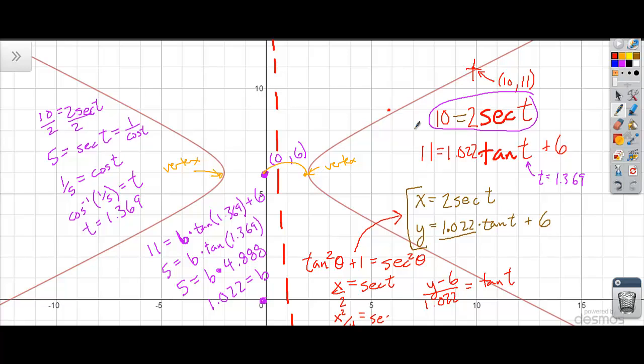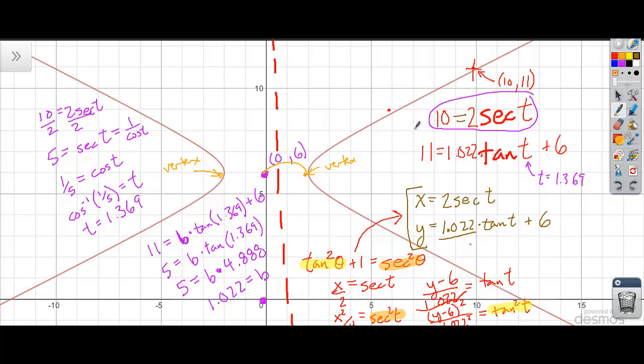x squared over 4 equals secant squared. And then the binomial squared, y minus 6 over whatever this is, we probably want to figure out what that is, equals tangent squared. So now, since we have tangent squared t and we also have secant squared t, we can sub this in for tangent squared, we can sub this in for secant squared, and we'll have our rectangular equation. So here we go with the rectangular.